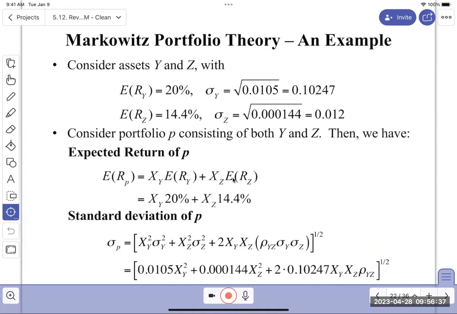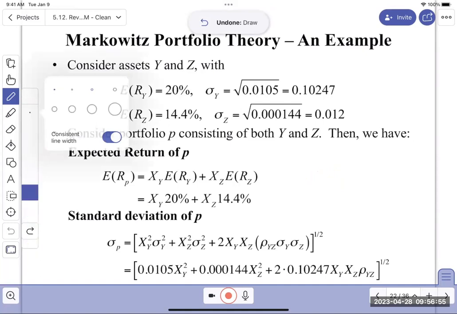Okay, are we good? Tell me you're okay. Didn't lose you. So it's the same formulas like we calculated before, but I'm not giving you the weights. The weight is our variable to choose. It's up to us.